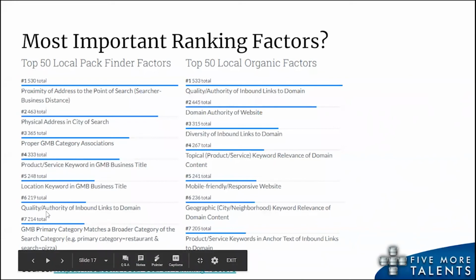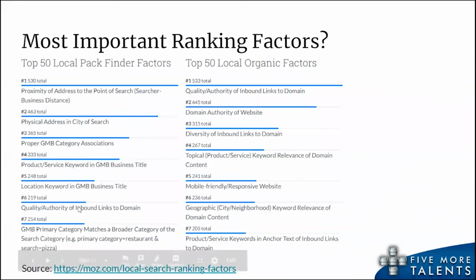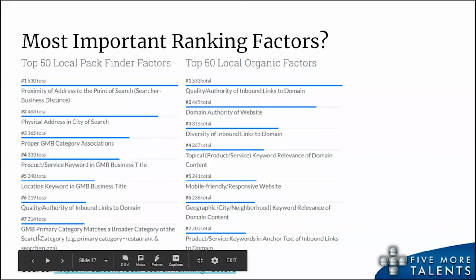All right, so if you have lots of other websites, and they're quality websites linking back to your domain name, then that's going to help you. And again, this number 7 also refers to categorization within Google My Business. So those are the top 7 map local pack, the map listings that display on a Google search result page.